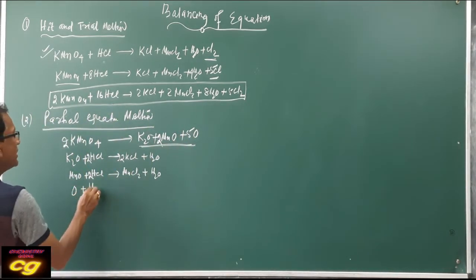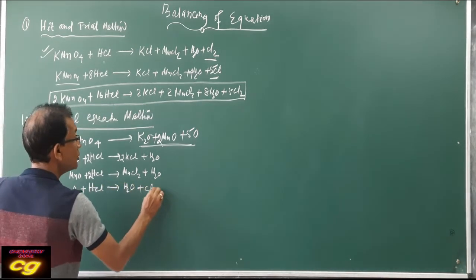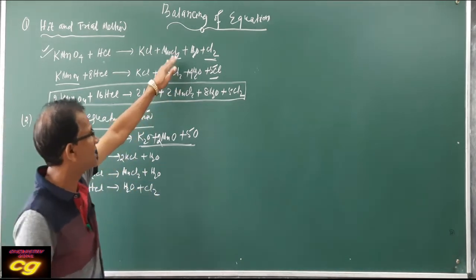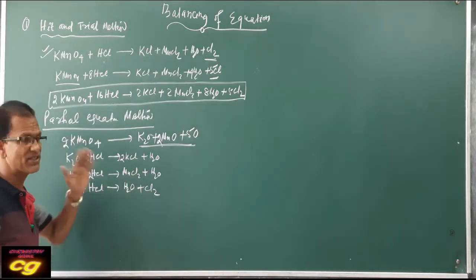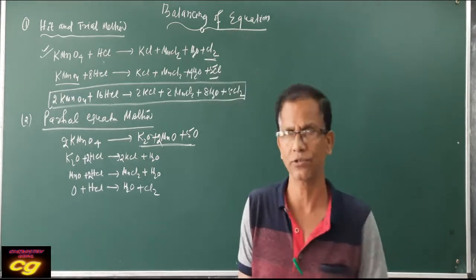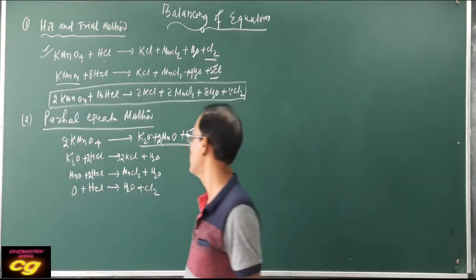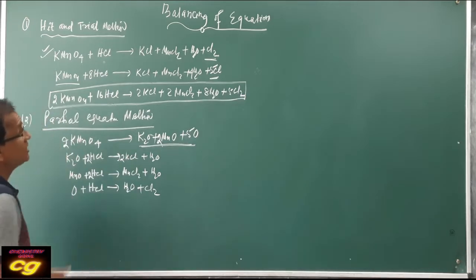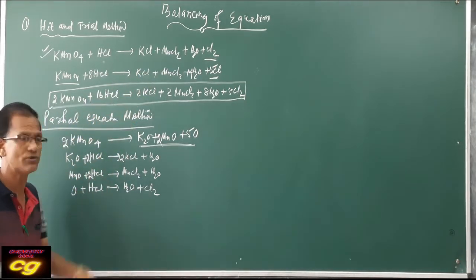O plus HCl will be water plus Cl2. You have to see the product also. As per the product, we have to write the different equations. Partial means the whole equation is divided into a number of equations, breaking the equation into a number of forms. So you have to see the nature of the product, then you can write the partial equation.